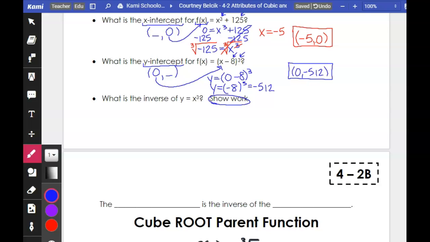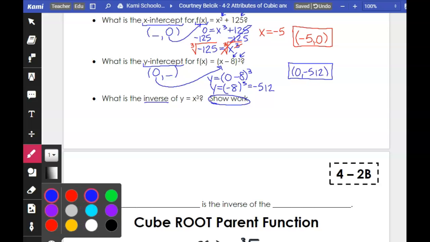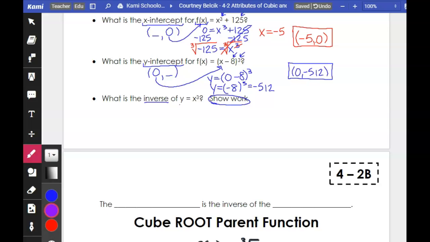So let's try that. Let's solve and find the inverse of y equals x cubed. So remember, the inverse means that we need to switch x and y. And we need to solve for our new y. So the opposite of cubing is cube rooting. So I'm going to cube root both sides.